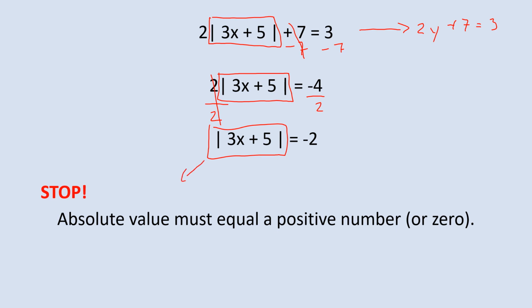When we do these two equations and we set it equal to negative 2, we're just saying that the inside would equal negative 2. It's not possible to take the absolute value and get a negative number. So the answer to this is no solution.